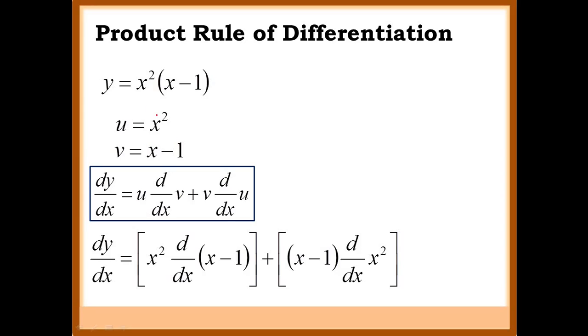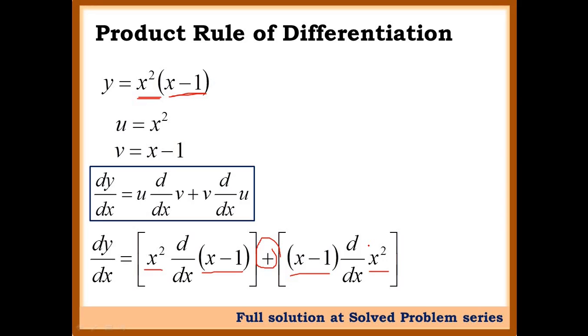Copy the first times derivative of the second, and then plus, copy the second, x minus 1, times derivative of the first, x squared. That is how we apply product rule of differentiation. Itutuloy natin ang computation sa ating solve problem series. Okay? So that is the application of product rule of differentiation.